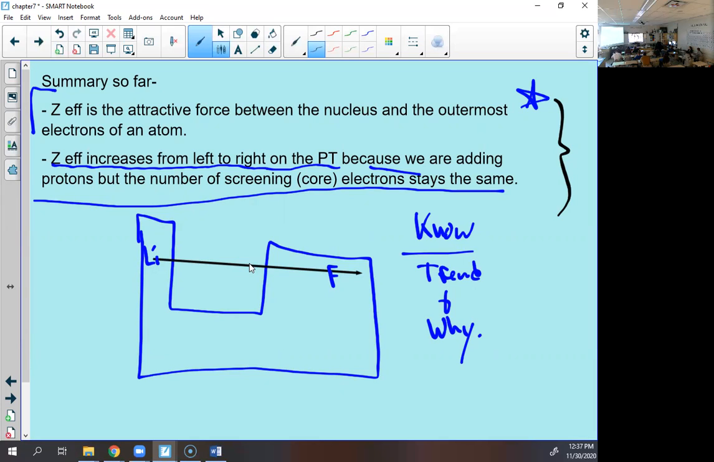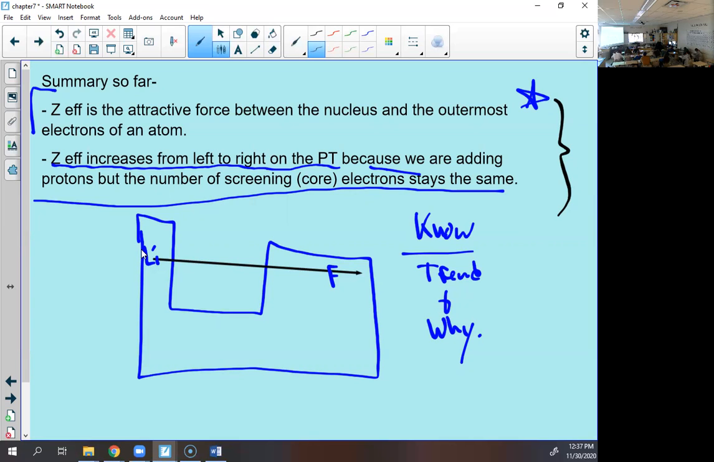So make sure you could explain or you could describe the trend and explain why. I don't know why there's an F right here. Well, it's T and then R, and then my E was too loopy.